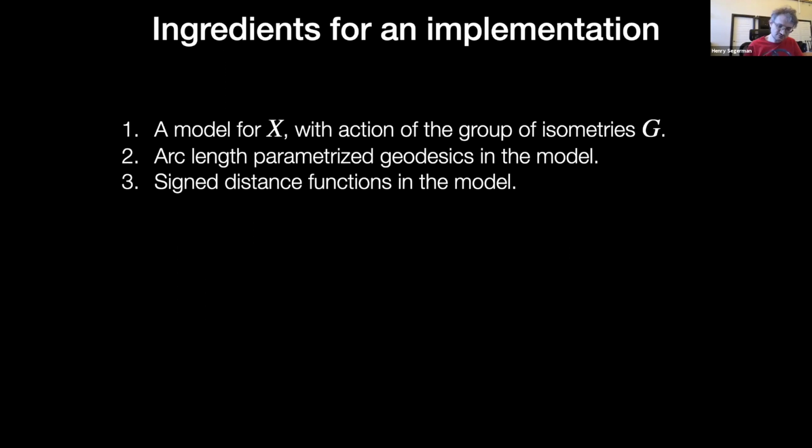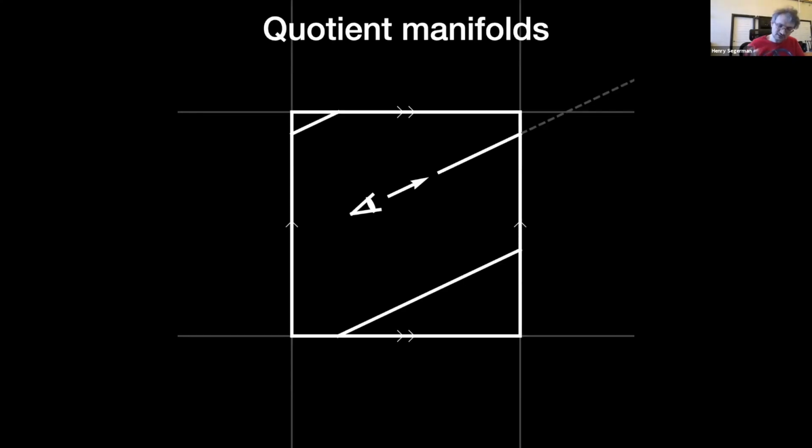So first of all, we're looking for a G, X geometry. So you need G and X, and you need them to be implemented in a computer-friendly way. So the model has to be written in terms of four-dimensional vectors or whatever it might be. And the group of isometries is probably going to be a bunch of matrices. You need arc length parametrized geodesics in this model. So in order to do raymarching, you need to be able to march along a ray by some distance, and the arc length parameterization gives you that distance. And you need signed distance functions to be able to describe things in your space, like balls and cubes and so on.